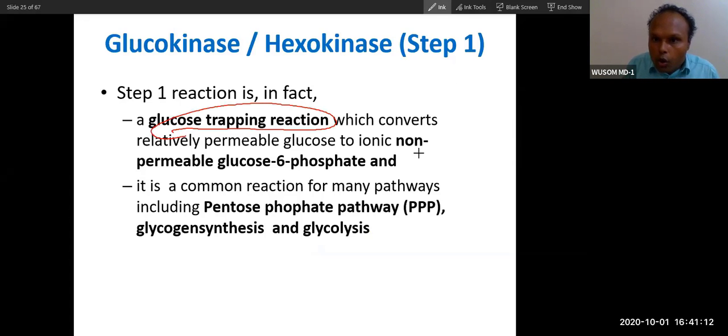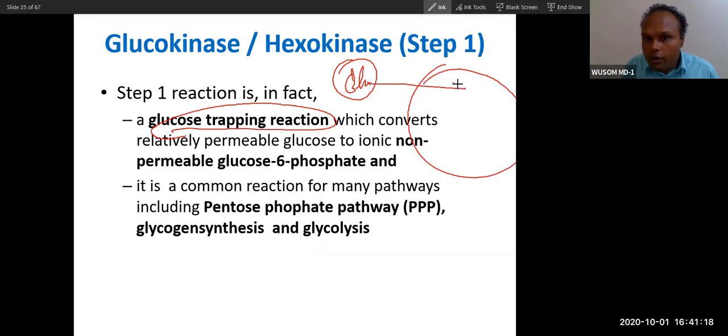You know, plain glucose without addition of phosphate is freely movable into the cell. It will go into the cell and again come out of the cell. So without phosphorylation, glucose is not retainable. It will go inside the cell and come out. So that is why phosphorylation is very important.